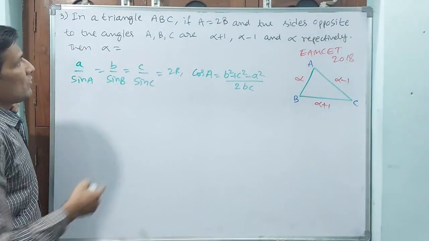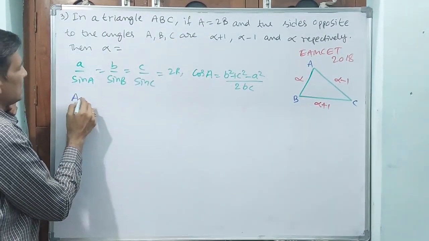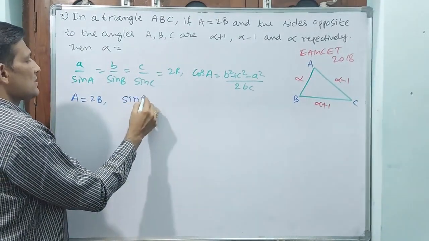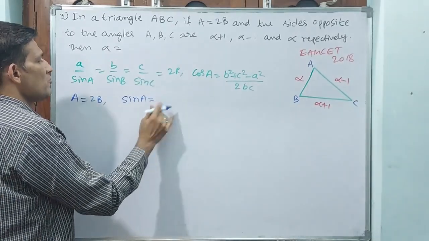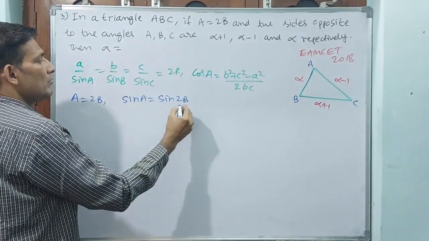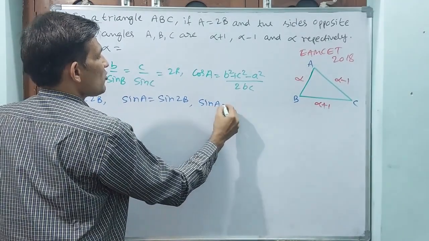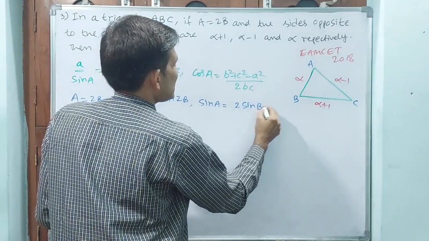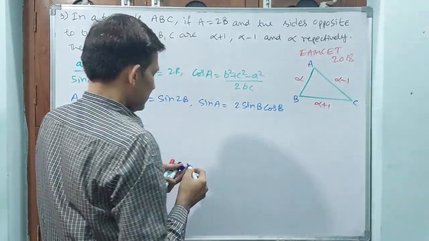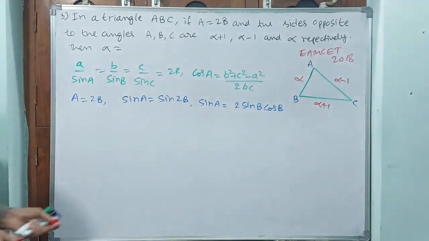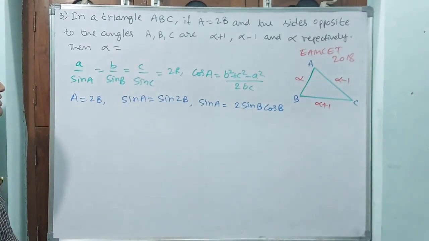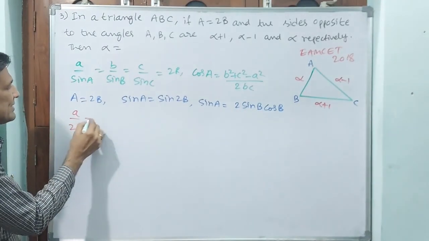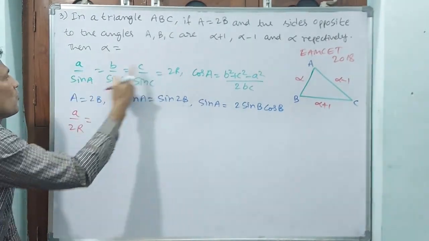Okay. Now see what they have given. A = 2B. First write that one. A = 2B. Apply sin both sides. sin A = sin 2B. Sin A only, but sin 2B shall I change to 2 sin B cos B? Okay? Now, write down sin A. Sin A means what you are going to write? sin A = a/2R.